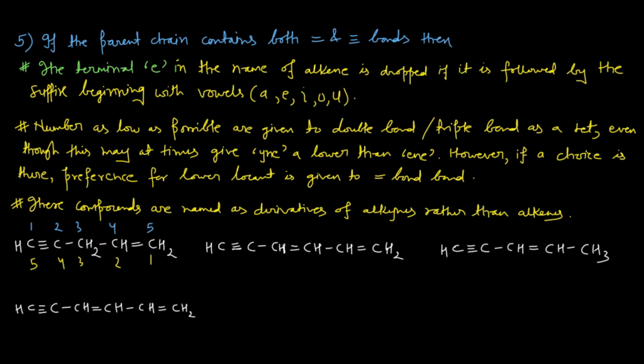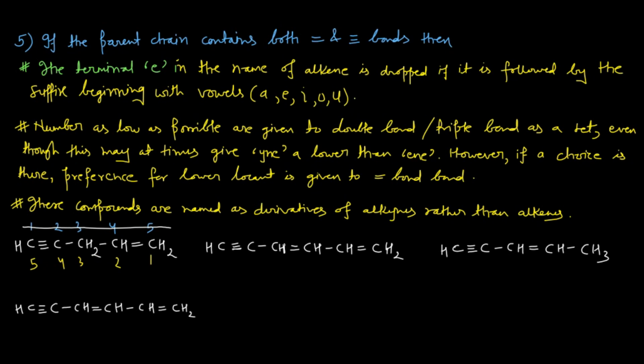So in the light of this particular rule, I have to remove this numbering pattern. Why? Because this numbering pattern is giving the lowest number to this triple bond, but IUPAC says that whenever you have the choice, then you have to give the priority to the double bond. So this is the correct way, right?